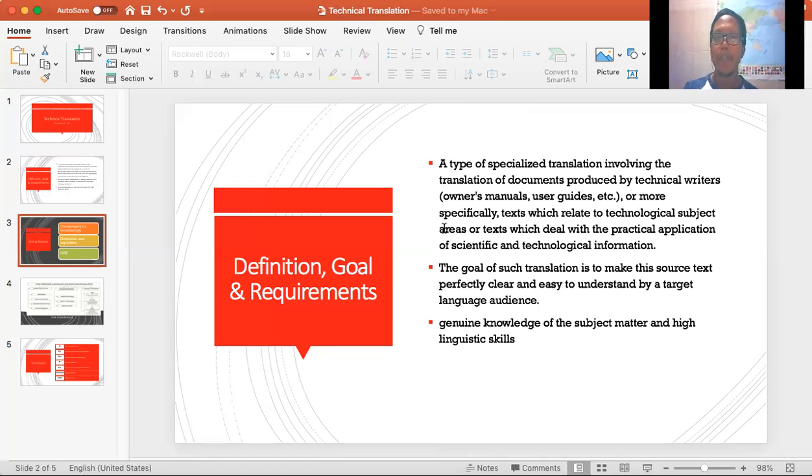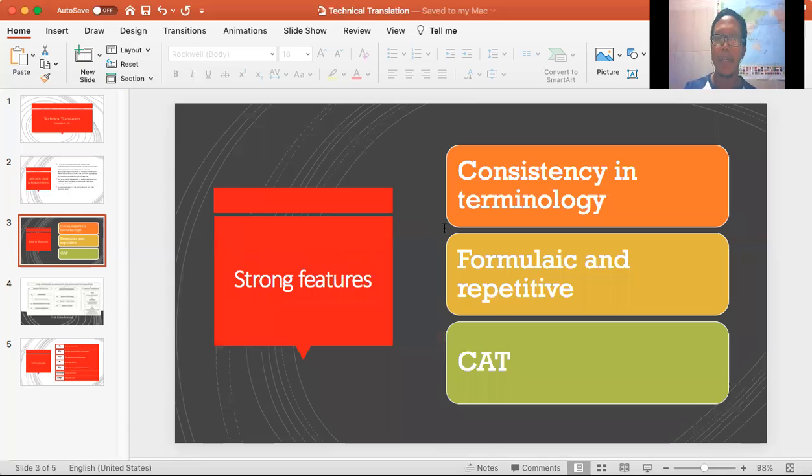After we know the definition, the goal, and the requirements of technical translation, now what are the strong features that you can find in technical translation? Here are some of them, three of them actually. I think there should be more, but these three are, I think, the most important. The first is you need to pay attention to the consistency in terminology.